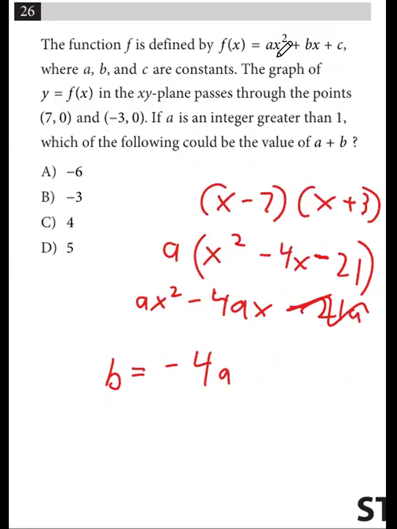So using this formula, if we want to get a plus b, we can just add a to both sides. So we can just do b plus a. So a plus, and we can add an a to this side as well. So we have a plus b is equal to negative 3a. So this means that a plus b is some relation of negative 3a. So if a is equal to 1, then we would have negative 3. If a is equal to 2, we would have negative 6.